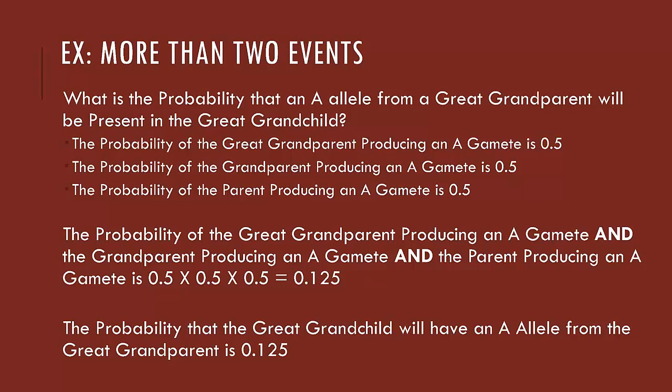Now if we look at more than two alleles, for example, what is the probability that an A allele from a great-grandparent will be present in the great-grandchild? So the probability of the great-grandparent producing an A gamete is 0.5. The probability of the grandparent producing an A gamete is 0.5, and the probability of the parent producing an A gamete is 0.5. So the probability of the great-grandparent producing an A gamete and the grandparent producing an A gamete and the parent producing an A gamete is 0.5 times 0.5 times 0.5 equals 0.125. So the probability that the great-grandchild will have an A allele from the great-grandparent is 0.125.